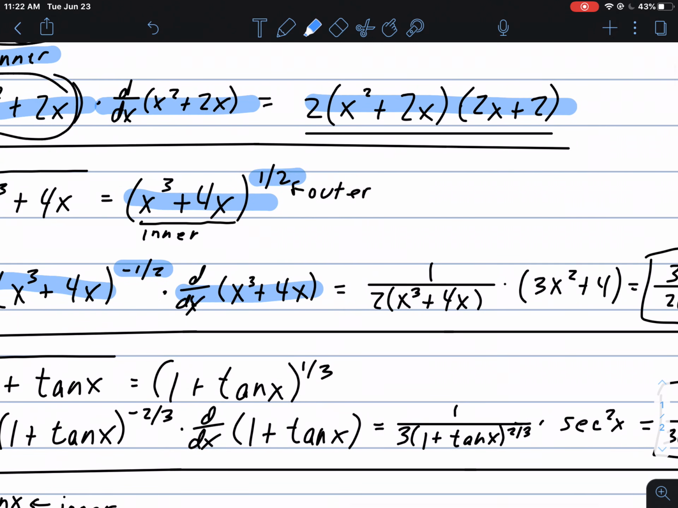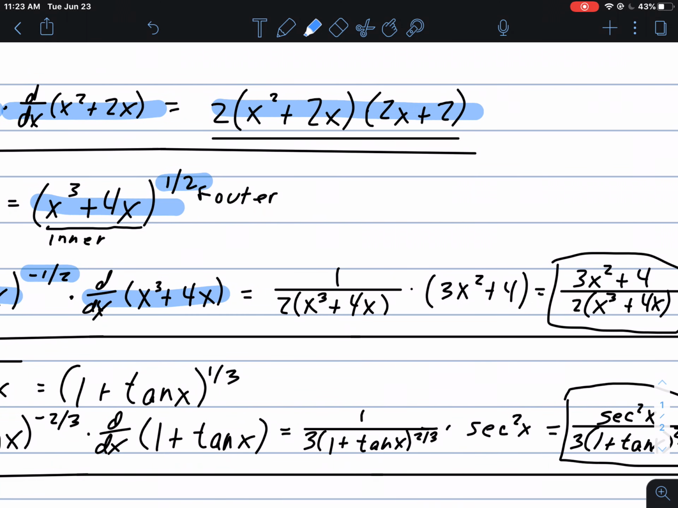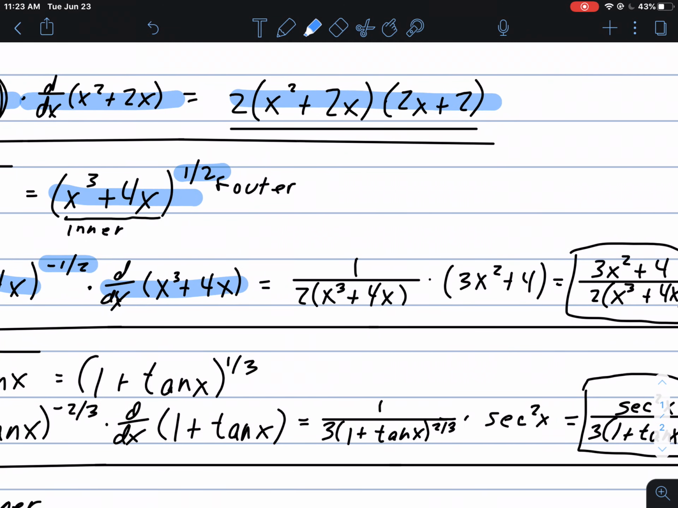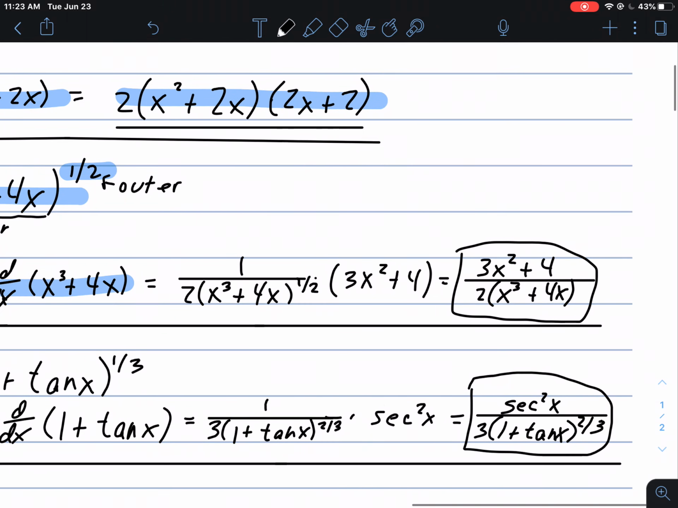So I went ahead and rewrote that first without the negative exponent. I rewrote that as 1/2 times x cubed plus 4x, and I'm leaving off exponents here. That would be to the 1/2 power. So I rewrote that with a positive exponent times the derivative of x cubed plus 4x, which is 3x squared plus 4. And again, that's just a basic power function. Right? So I use the power rule again. And then again, I need my 1/2 down here.